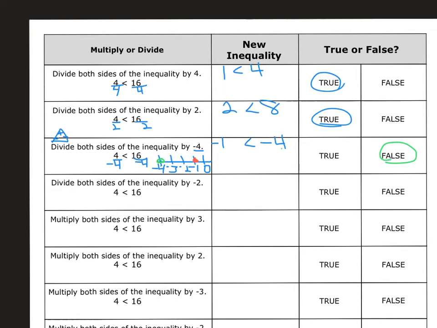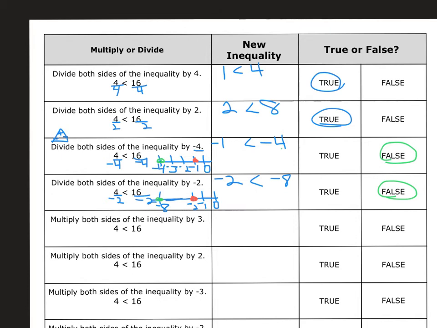Now we need to divide both sides by negative 2. 4 divided by a negative 2 is a negative 2, and 16 divided by a negative 2 is a negative 8. Once again, let's look at our number line. Here's 0, here's negative 1, negative 2. Negative 8 is going to be farther from 0. So if I'm comparing negative 2 to negative 8, negative 2 is not less than negative 8. It's actually greater. So those are false.